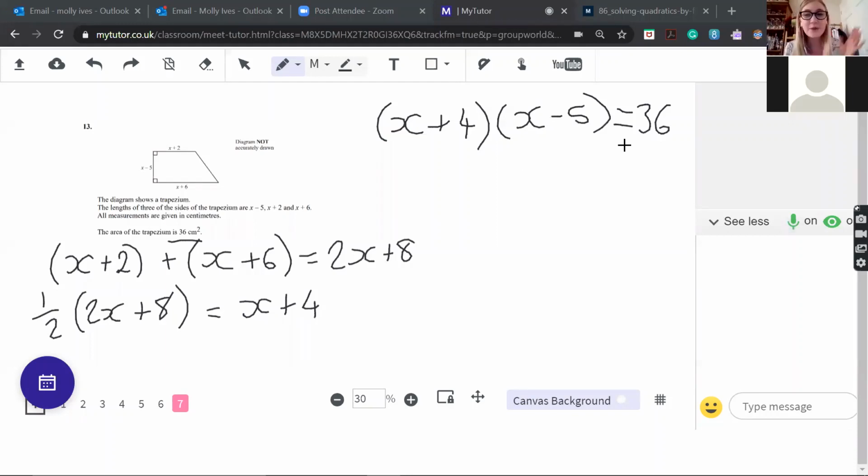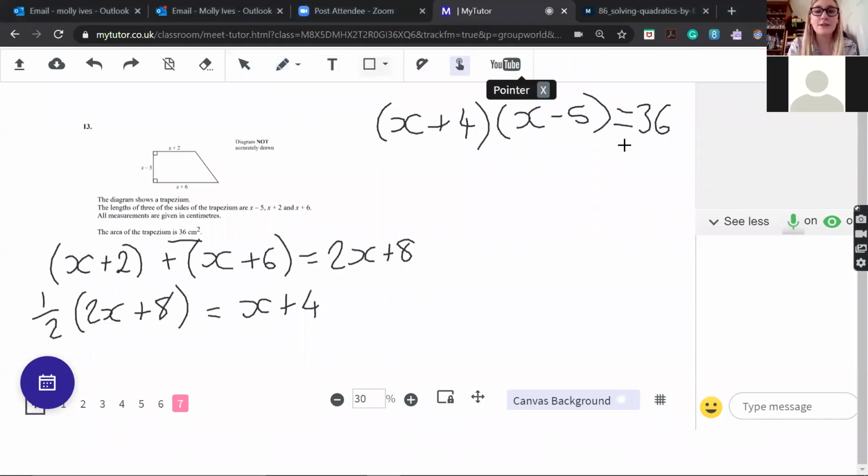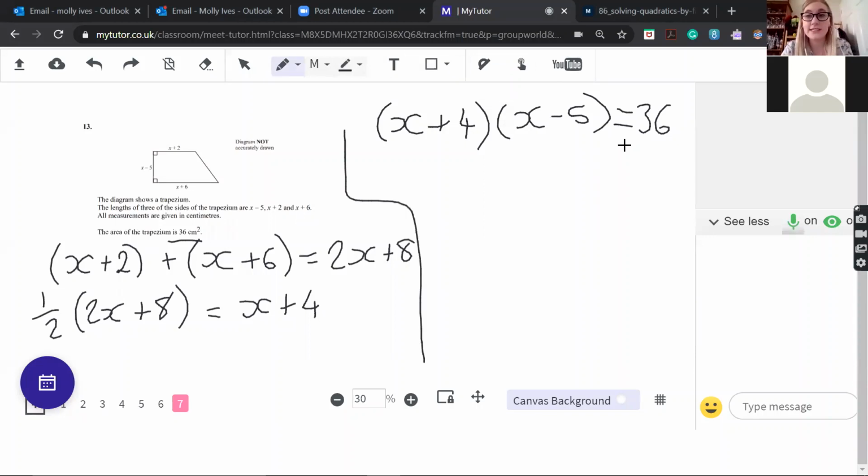So we've set this up with my beautiful rhyme, and because it's the area, we've set it equal to 36. And now we have something that looks much more like what we were doing before, which we can now solve. So the first thing that we want to do is expand this out, because remember, we want it to equal 0. So we're going to expand it out, take off the 36 and refactorize it.